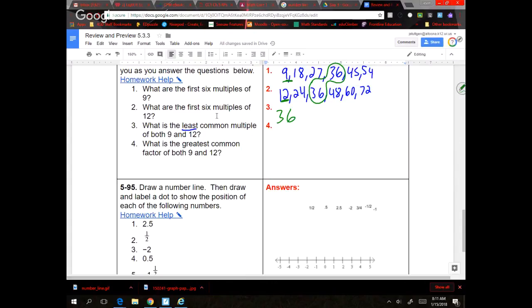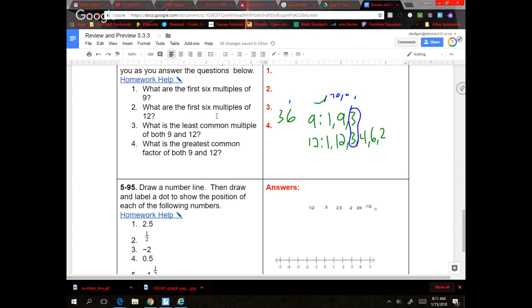Greatest common factor, okay? That's the factors that go into that number. So if I go 9, numbers that go into 9 are 1 and 9 and 3. That's it. For 12, the numbers that go into it are 1, 12, 3, 4, 6, and 2. The greatest one for both of them is 3. So the answer for number 4 is 3. It is not a trick question. Helps if I read that correctly the first time, I guess.